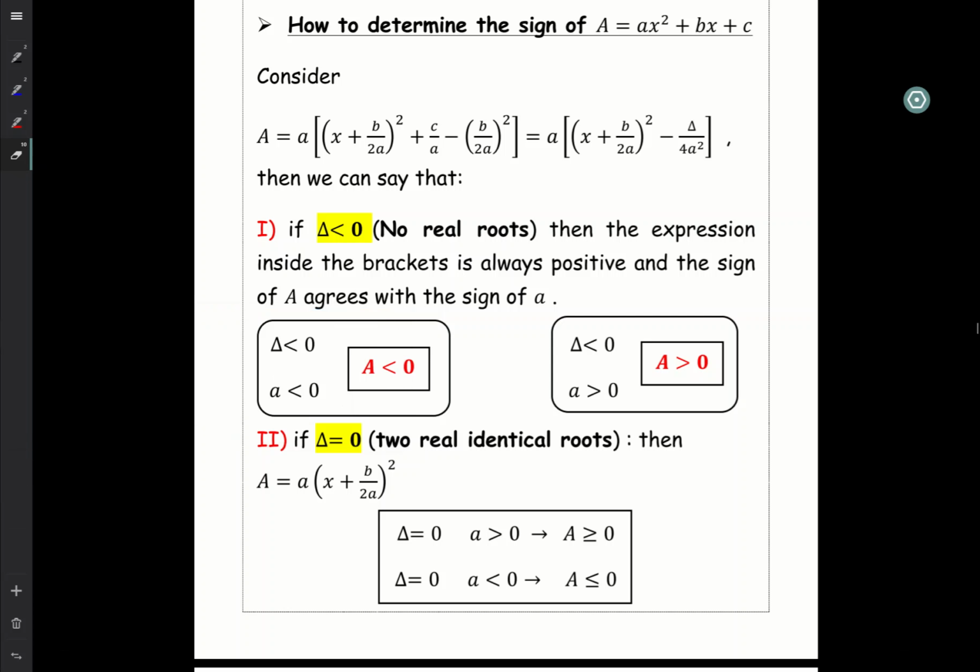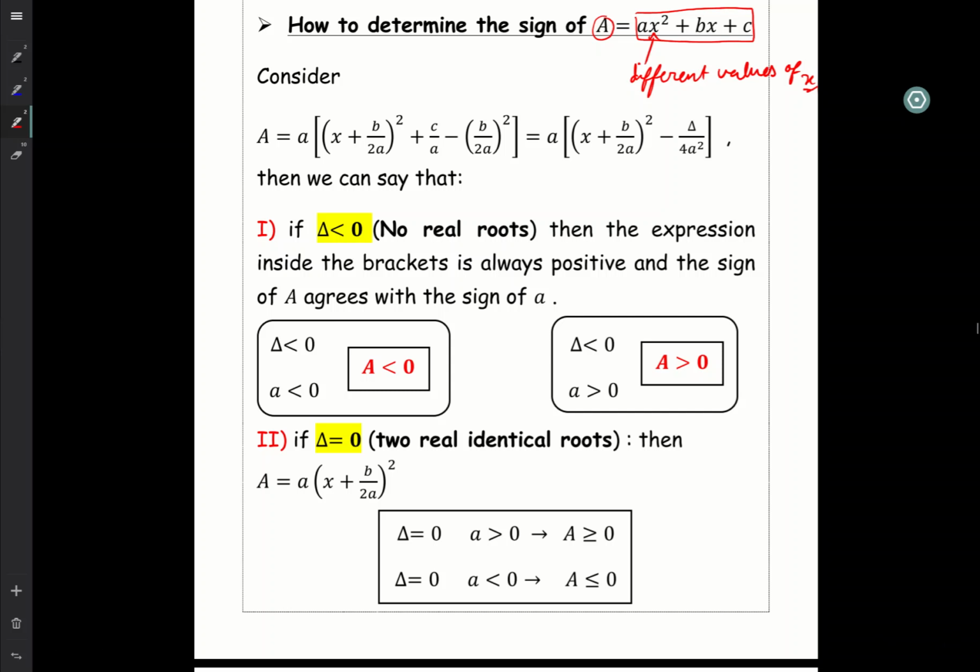Hello and welcome back. In this lecture, we're going to finish our discussion on the quadratic equations, and the last topic is, if we are given a quadratic equation, ax squared plus bx plus c, and let's call it capital A, we want to see how to determine the sign of A for different values of x. So if I put x something, what is the sign of A?